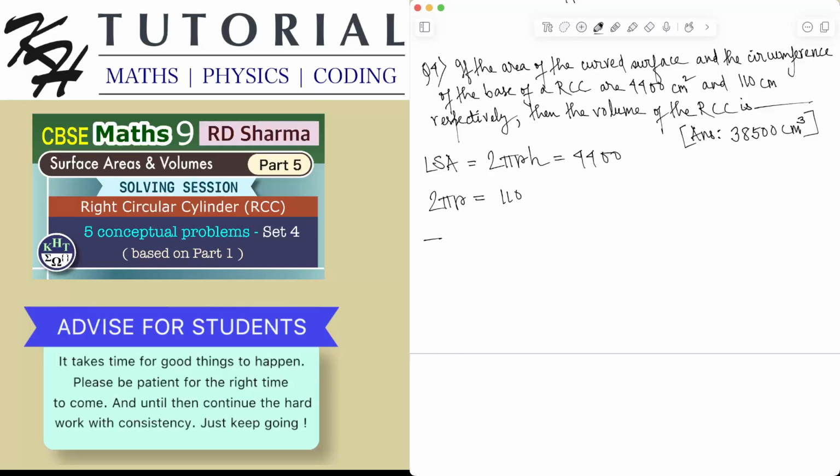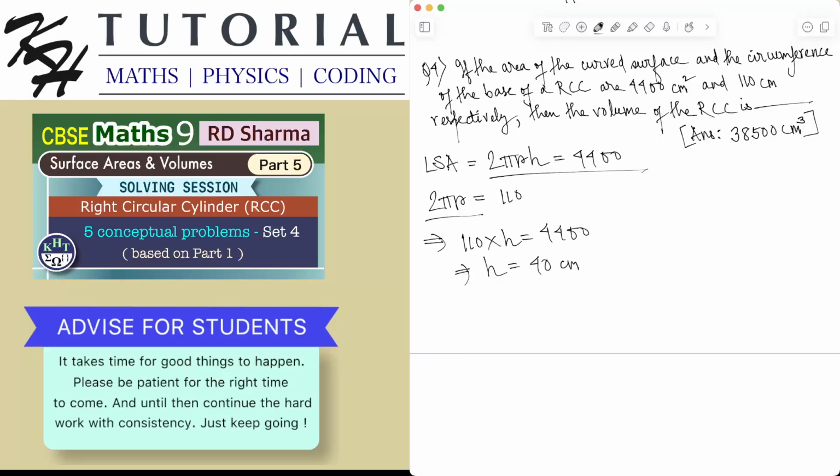So then we can say, putting the value of 2 pi r as 110 in this equation, we will have 110 multiplied by h is equal to 4400. So this implies h is equal to 40. H is equal to 40 centimeter.